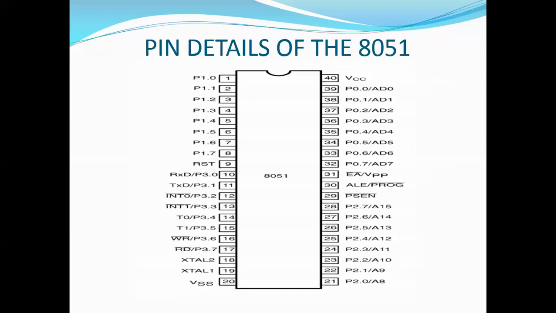Before 18 and 19, this is the area for connecting the crystal. Inside a crystal oscillator is available, and this crystal we are connecting externally. The crystal has 2 points, pin number 18 and pin number 19. Then how will we easily remember the port areas, the different port areas?